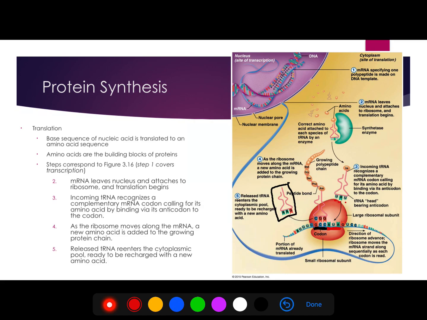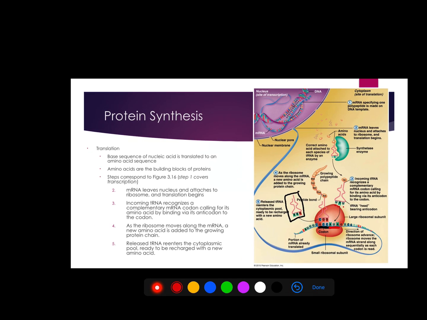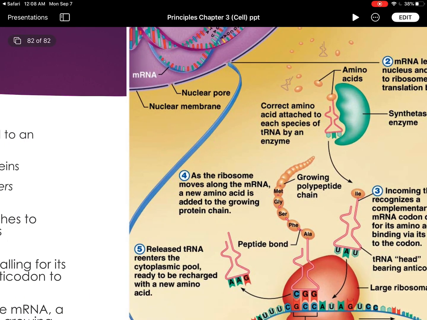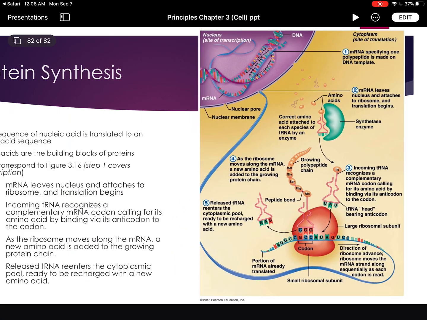Now you will notice that each one of these amino acids is different on each one of these tRNA molecules. So this amino acid, this ALA, for example, okay, is going to be very specific for this anticodon CGG, right? Whereas this ILE is very specific for this UAU, okay?